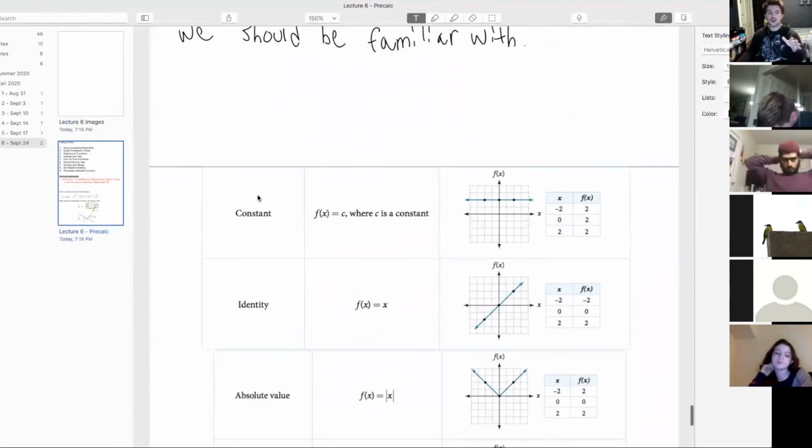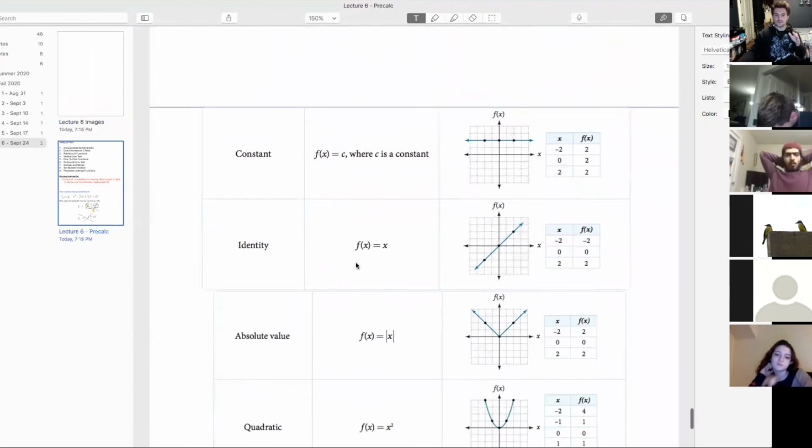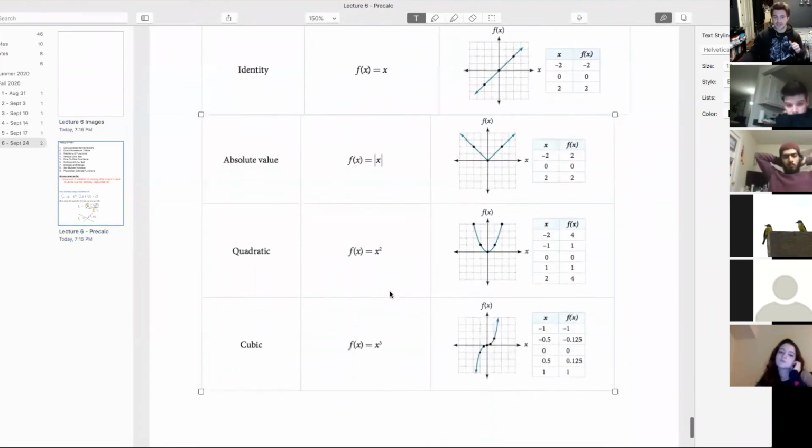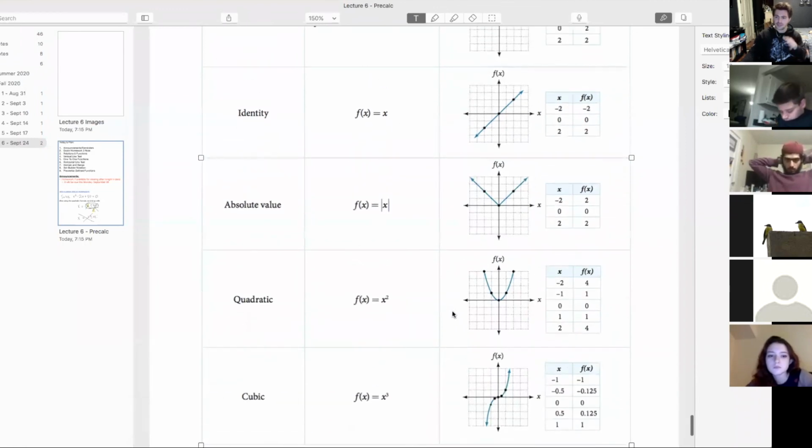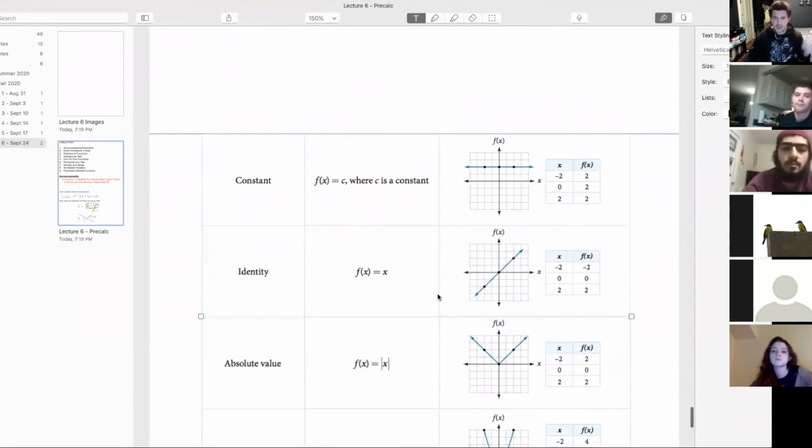Okay, so let me just talk about each of these functions. So here are the toolkit functions. You don't have to write this down because this is going to be included in the notes that I upload, but I'm just going to talk very briefly about each of these guys.